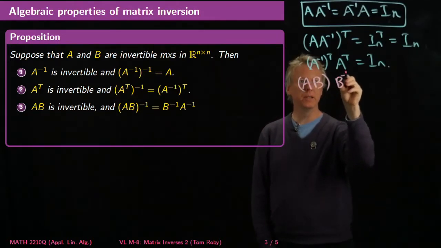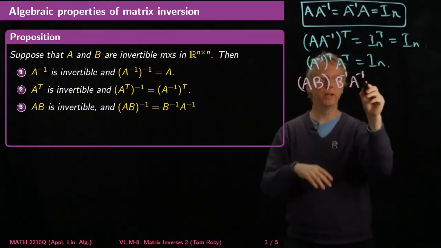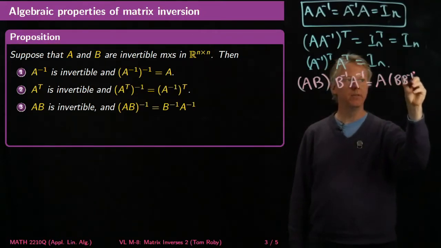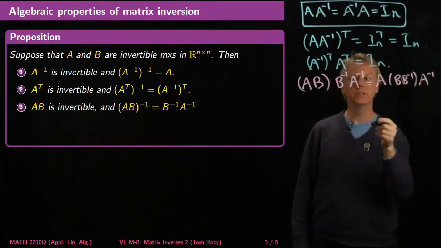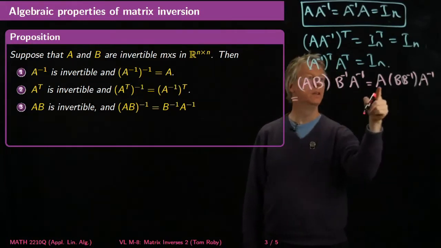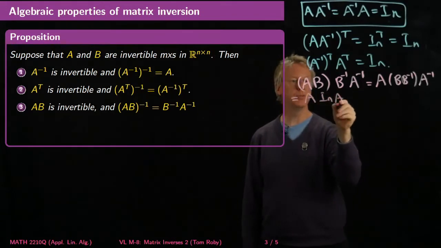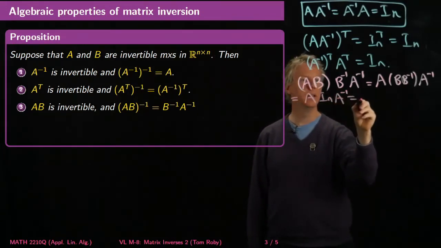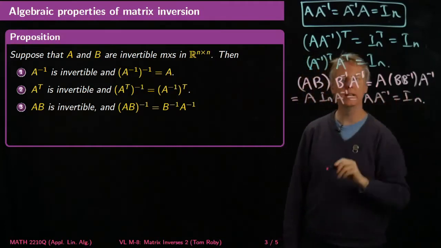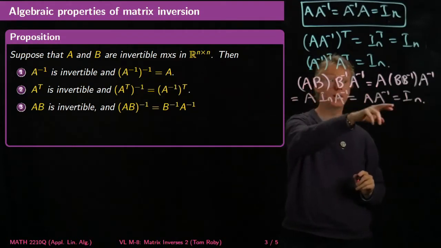But B inverse A inverse looks pretty good, right? Because by the associative property, I can just think of this as A, B inverse, A inverse. B B inverse is just the identity, so I've got the n by n identity matrix in here, which I can forget about. And so I end up with just A inverse A, which is equal to the identity again. So if I multiply AB by B inverse A inverse, then I get the identity.